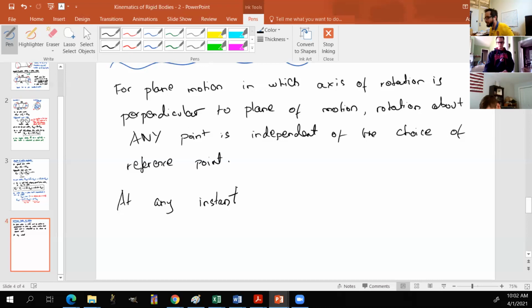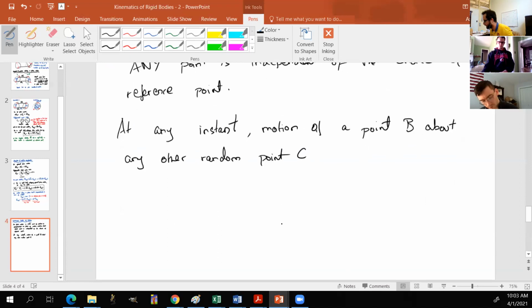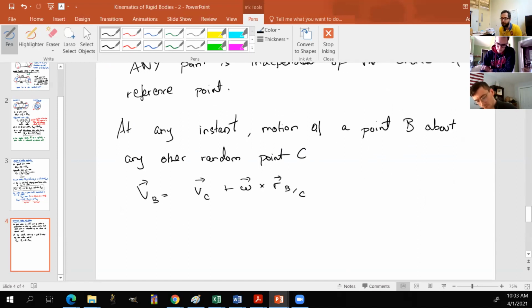So at any instant, the motion of our random point that we've been calling B about any other random point C, we've just done this derivation, is described by velocity of B is equal to the velocity of the point C plus omega crossed with R of B relative to C.